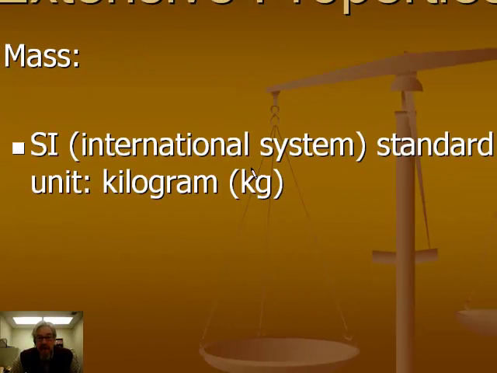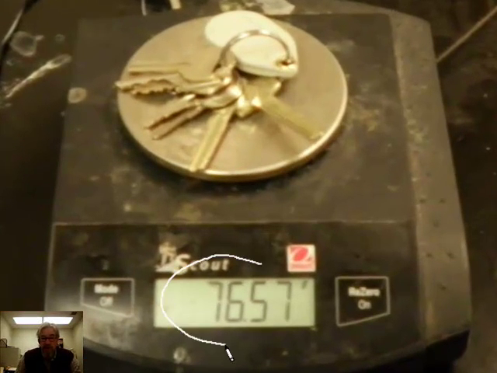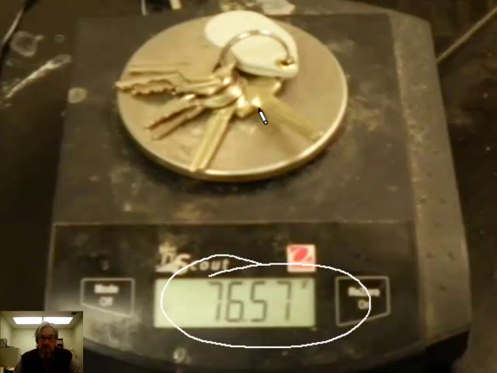Scientists most often use the SI, which is an abbreviation of French words that mean international system. It's a system that we've agreed on throughout the world for measuring things. The standard unit in the SI system is the kilogram. A kilogram is roughly the mass of 2.2 pounds of weight. We're going to measure mass by using a balance. We have electronic balances in our classroom, and they read out, the way we've got them set, in grams. So this set of keys, just to give you a rough idea of what a gram is, weighs 76.57 grams. A gram is roughly the mass of a raisin, 1 gram. That's 1,000th of a kilogram.